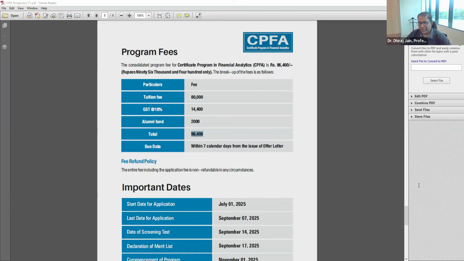Is the fee the same for NRIs as well? Yes, the fee is the same for everyone. NRIs and non-Indians, we have not distinguished between them. It's the same for all. Can we pay the fees in installments?